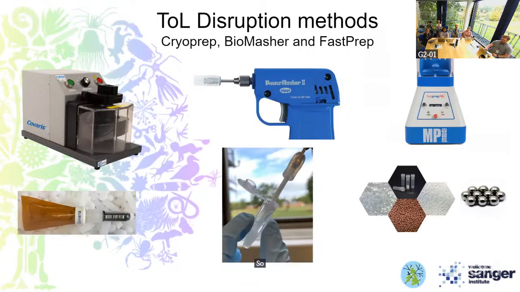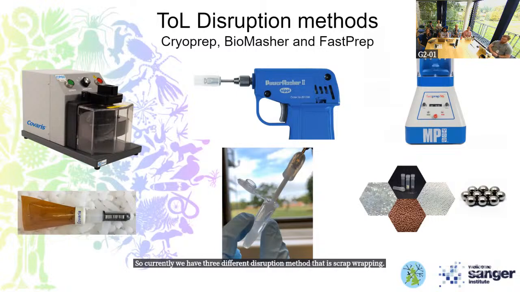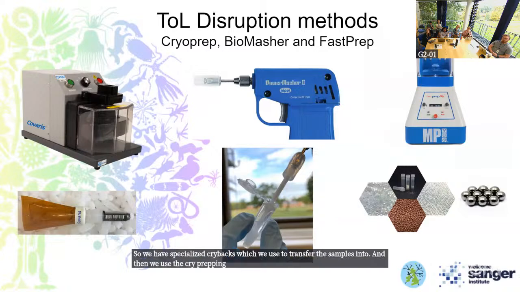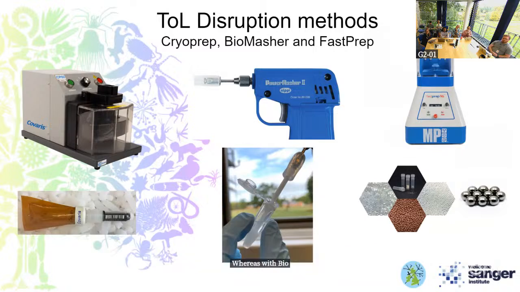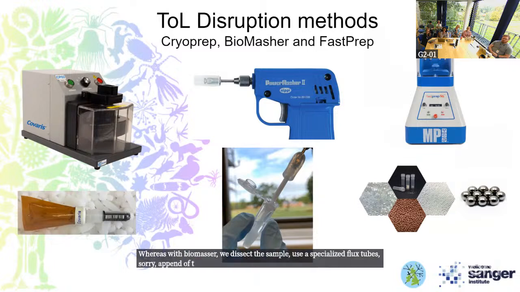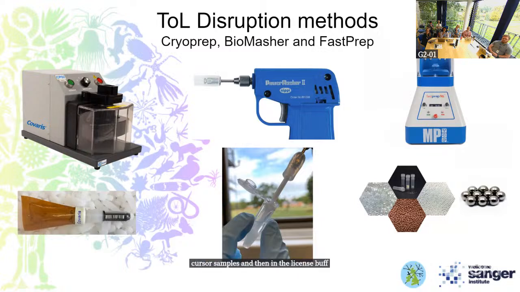I'll explain a bit more about the different disruption methods within our lab. Currently we have 3 different disruption methods: cryoprepping, power mashing, and FastPrep. We have specialized cryo bags which we transfer the samples into, and then we use the cryoprepping machine to disrupt those samples, weigh them, and send them for downstream processes. With the power masher, we dissect the sample, use specialized FluidX tubes or Eppendorf tubes, and then use the power masher to crush the samples in the lysis buffer and process them for extractions. Whereas in bead beating, we have different types of beads, which we add to the FluidX tubes, disrupt the samples, and send them for downstream processes.